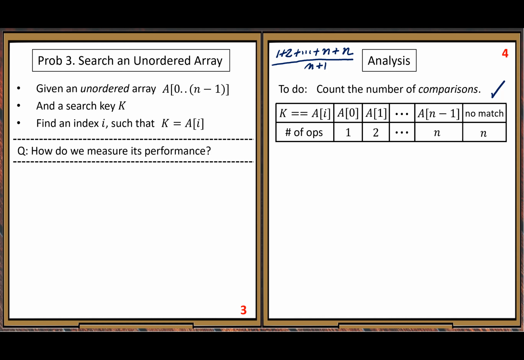Do you think this is an accurate average number of comparisons for the search algorithm? Think about this formula. It looks a little better than the previous one, but is there something missing here? Is there something missing here?